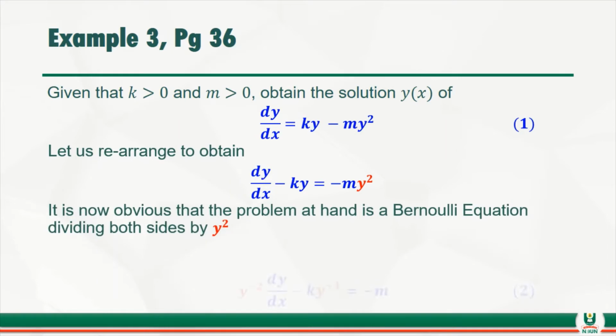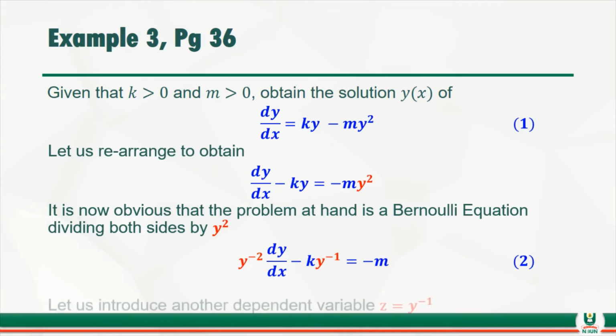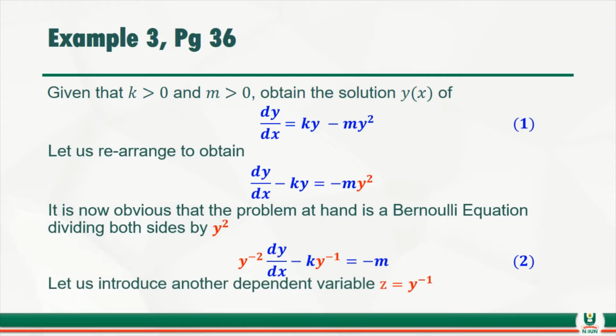So what is the next thing now? Don't forget, we now look for the coefficient of our function of x. In this case, what is it? It is y raised to power minus 1. So we now select z to be equal to y raised to power minus 1. Don't forget, z is not like another dependent variable. With that, we can now go straight and reduce the problem to a linear differential equation.